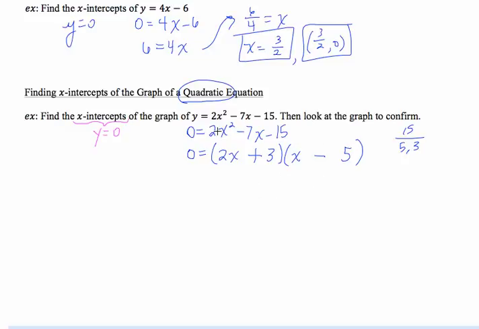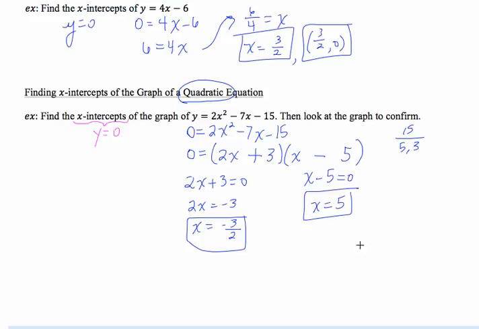And then we set each factor equal to 0, so we have 2x plus 3 equals 0, and x minus 5 equals 0. So we have 2x equals negative 3, where x is negative 3/2. And over here we have x equals 5. Okay, so those should be the x-intercepts. And when we look at this, it might make more sense to think of this as negative 1.5 here. So the graph should cross the x-axis at negative 1.5. Now take a moment and graph it.